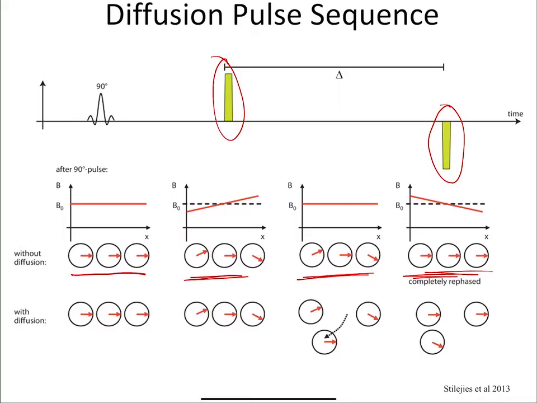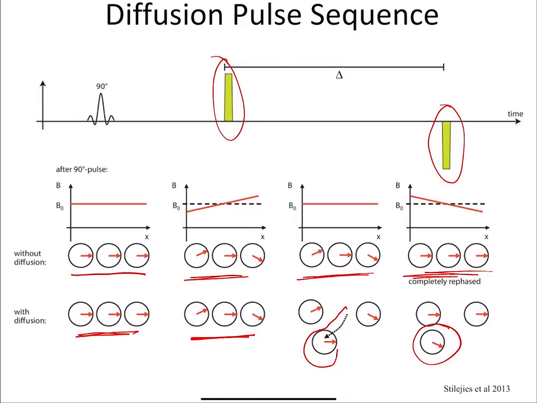In this case, we start off with them all in phase, we dephase them, but now this one moves over here. So when it comes to be rephased, it's not going to get rephased the way it should be, and so it's going to be out of phase, so the sum here, once again, is less. All right, so this is just to try to get across why diffusion weighting actually works in MRI. It's all about the phase of the spins.